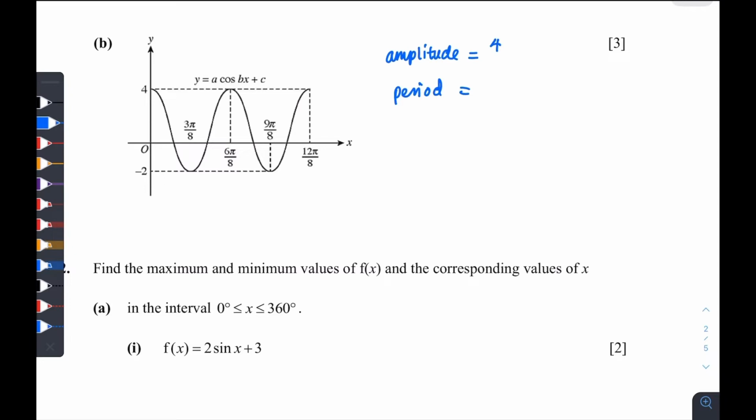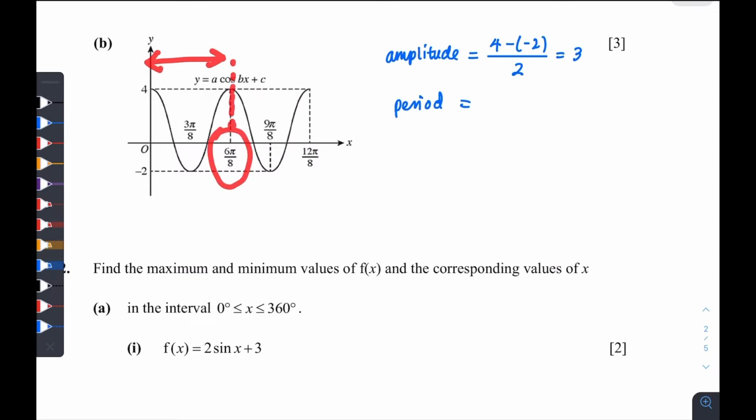For amplitude, we have 4 minus negative 2, the difference, divided by 2. This gives me an answer of 3. The period is the amount of degrees for one wave, the size of one wave. This wave ranges from 0 to 6 pi over 8, if you notice. So over here the period would be 6 pi over 8. If you want to simplify, it can be 3 pi over 4 radians.